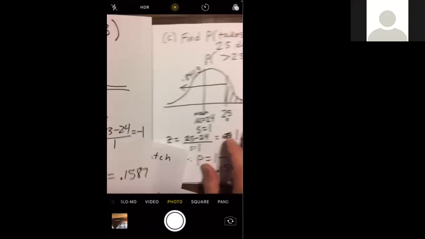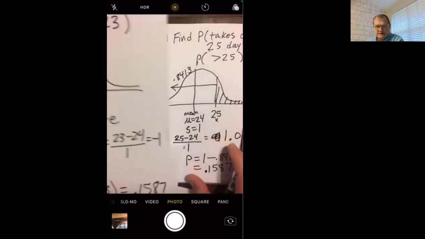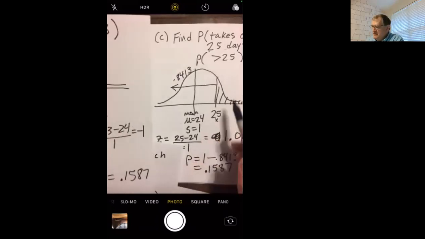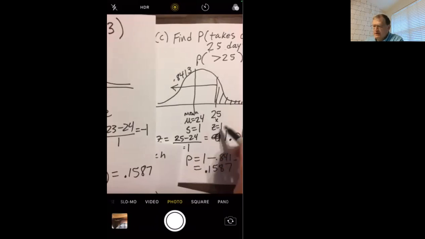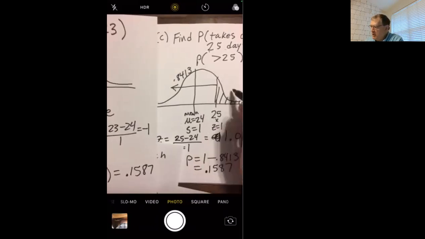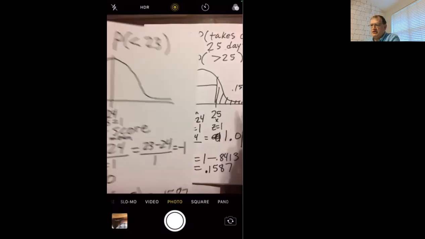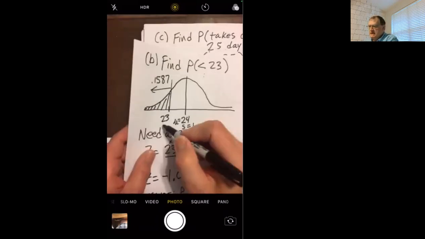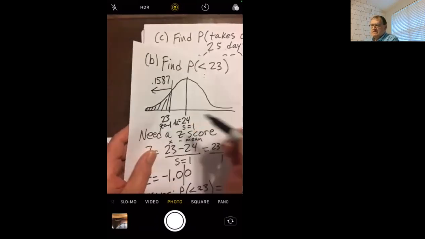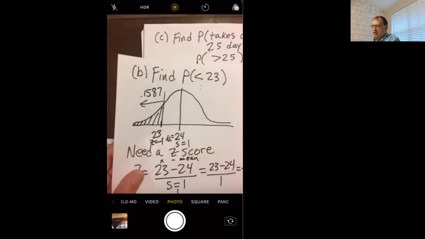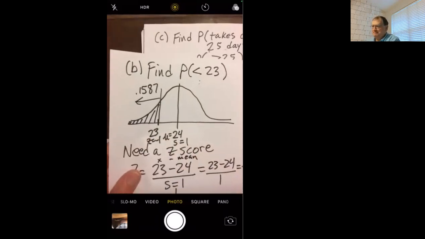I can't really get them on the same screen without covering one up. But this is at z equal 1 standard deviation, so you got that area 0.1587 there. And sure enough, back in part B, we're at z equal -1. So it works out symmetric, with the same probability either side.